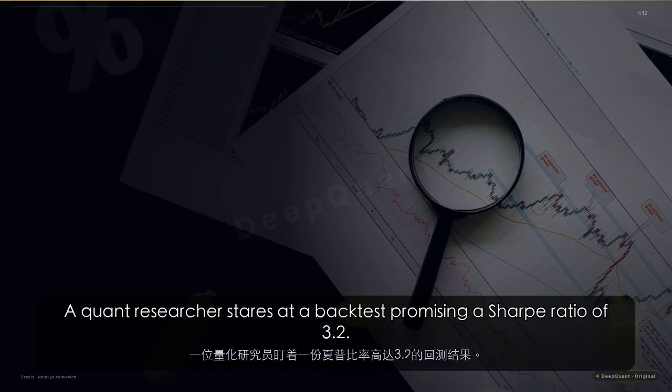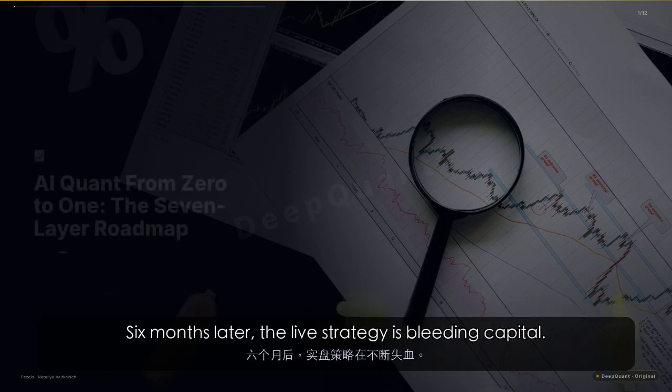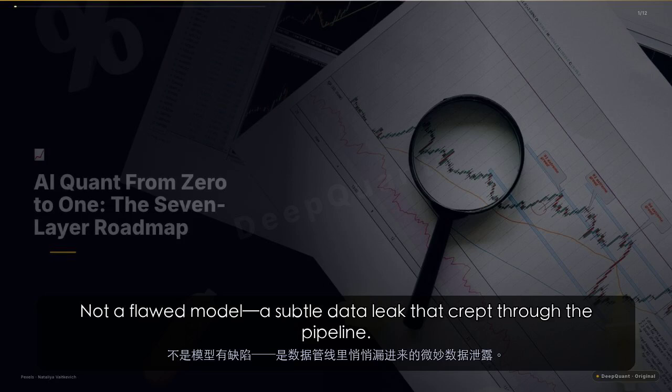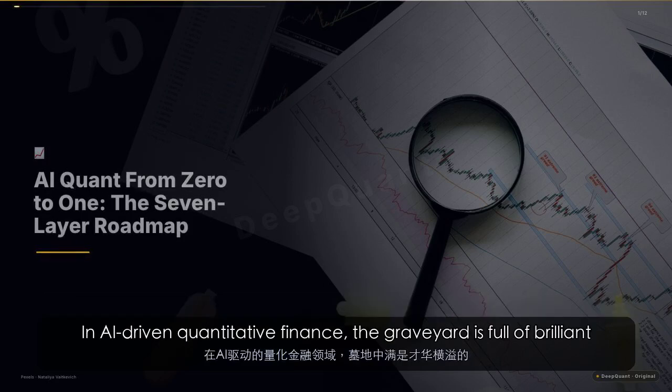A quant researcher stares at a backtest promising a Sharpe ratio of 3.2. 6 months later, the live strategy is bleeding capital. The culprit? Not a flawed model, a subtle data leak that crept through the pipeline.